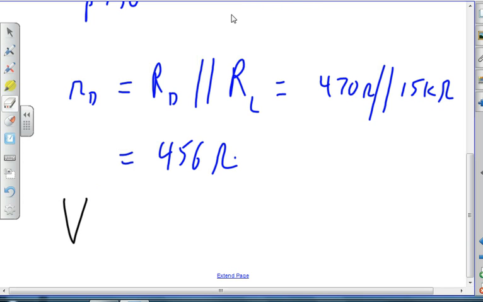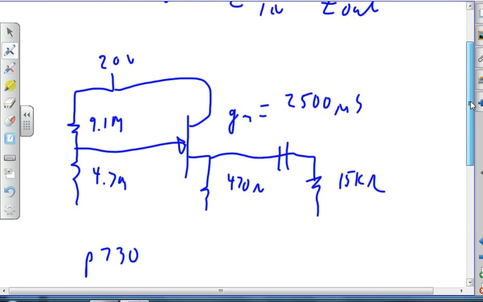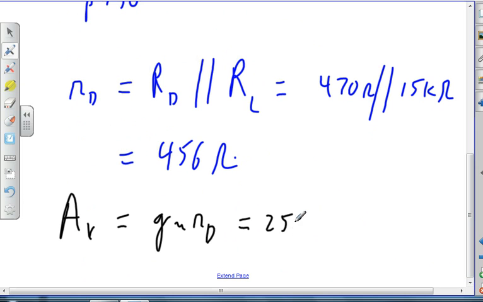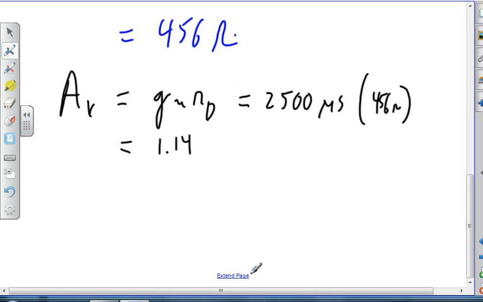I find that my voltage gain is GM RD. All right, so what's GM? 2500 microsiemen times 456 is 1.14. That's a lousy voltage gain. All right, so that's all I got, 1.14.